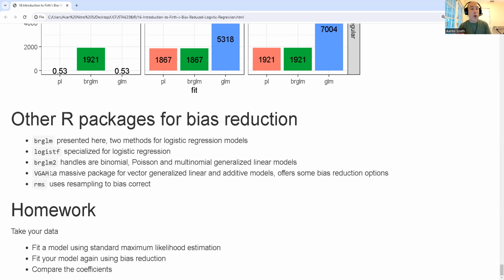All right, so for homework, take your data, fit a model, fit the same model using a bias reduction method, compare your models, and post it onto Canvas.